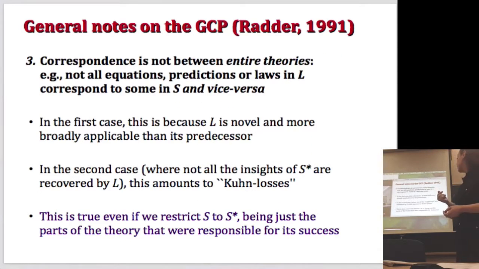So the third general point worth noting here is that correspondence is not between entire theories. So not all equations, predictions, and laws in L are going to correspond to some in S, and vice versa. In the first case, where not all of the stuff in the new theory corresponds to stuff in the old theory, this is obviously because this is a new theory. It's predicting new stuff, and we expect it to have a broader domain of applicability than the old theory. But in the second case, where not all of the insights of the older theory are preserved by the newer theory, this is what some authors have called Kuhn losses. And it's worth noting this is going to be true even if we restrict the old theory to just the parts that were responsible for its success, so the explanatory core of the theory.